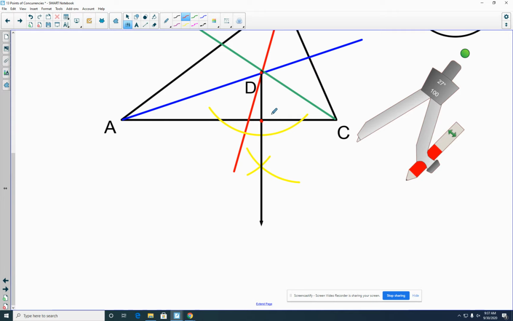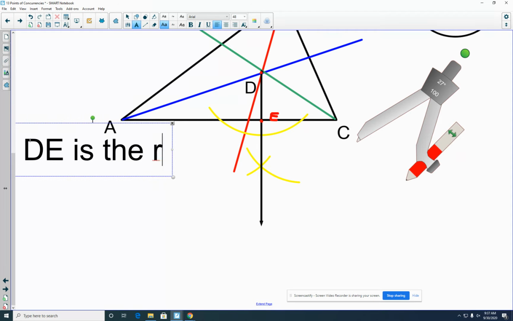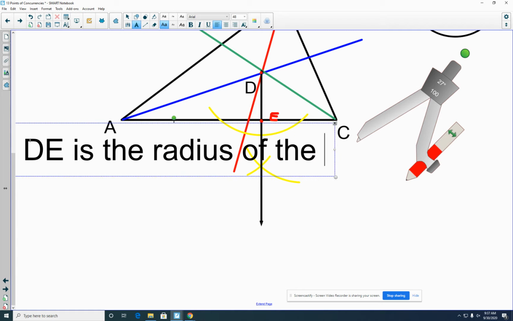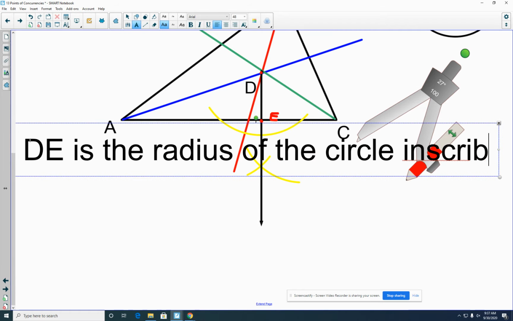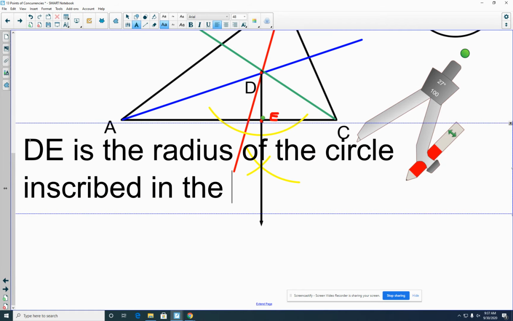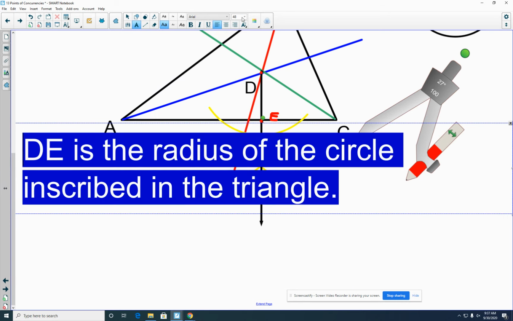You know what? Let's actually label this E. And then let's put a little note over here. DE is the radius of the circle inscribed in the triangle. Okay, so that we have a little note and you know where we're getting that radius from.